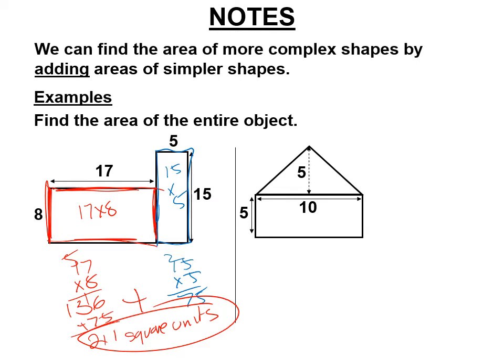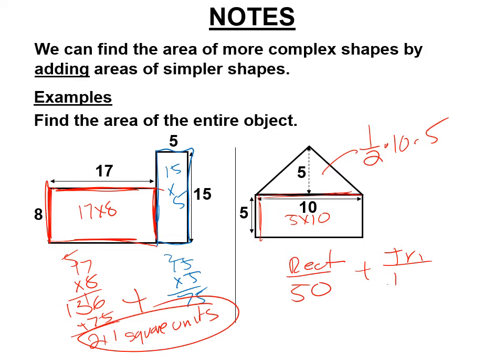All right, so that's a triangle and a rectangle. Hopefully you see a rectangle down here where the area is 5 times 10. Right? Because there's a 5 and a 10. Now the triangle on top, it's 1/2 the base, which is 10, times 5. So the rectangle is 50 square units. The triangle is 1/2 times 10 times 5, or 25 square units.